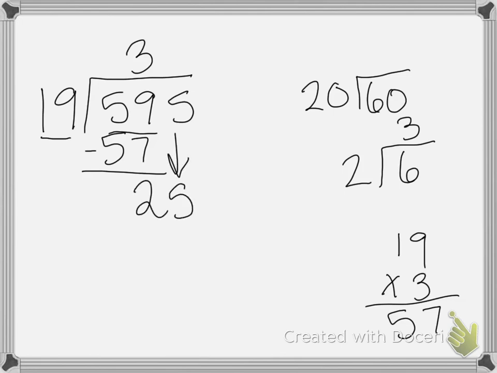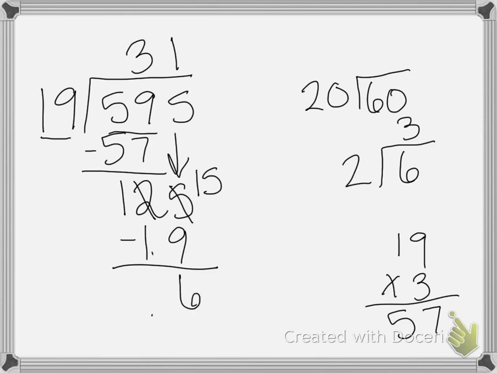I bring down the 5. And I think, okay, 19 can go into 25. How many times? Well, I know that it can only go into it 1 time. So 19 times 1 is 19. Subtract. I can't take 9 away from 5, so we borrow. 2 becomes a 1. 5 becomes a 15. 15 minus 9 is 6. 1 minus 1 is 0.